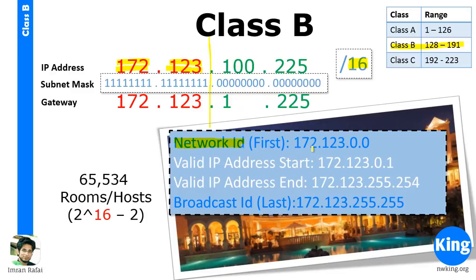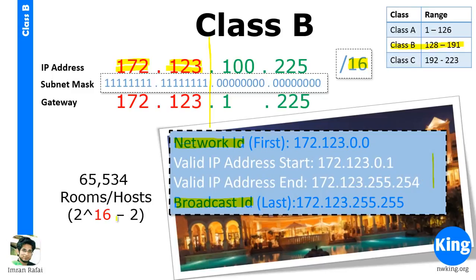So 172.123.0.0 is the network ID, and the broadcast ID is made by making the host bits all ones. So broadcast ID is nothing but 172.123.255.255. Valid IPs are between 172.123.0.0 to 172.123.255.254. How do we know how many valid IP addresses there are?